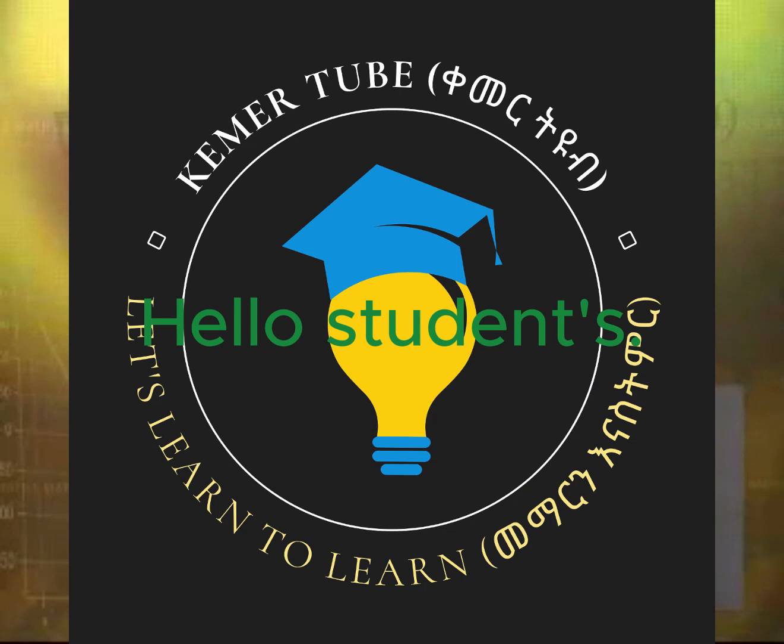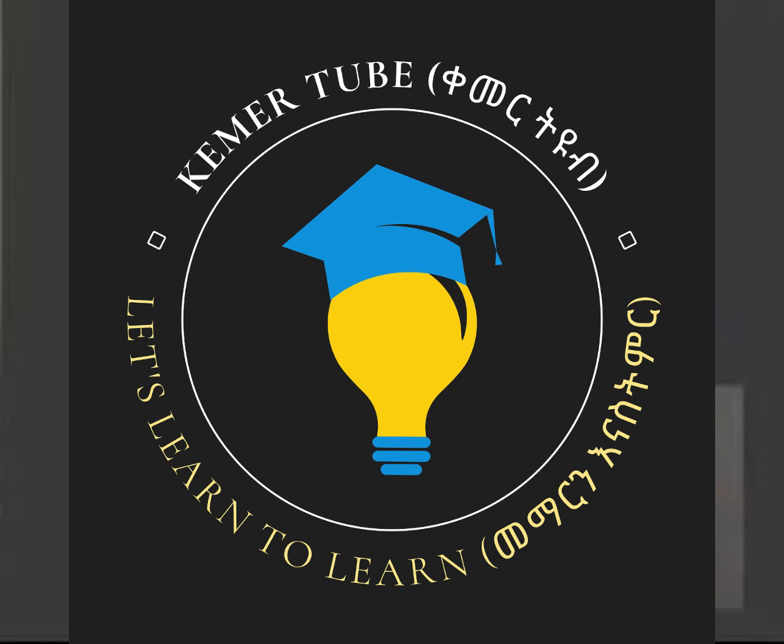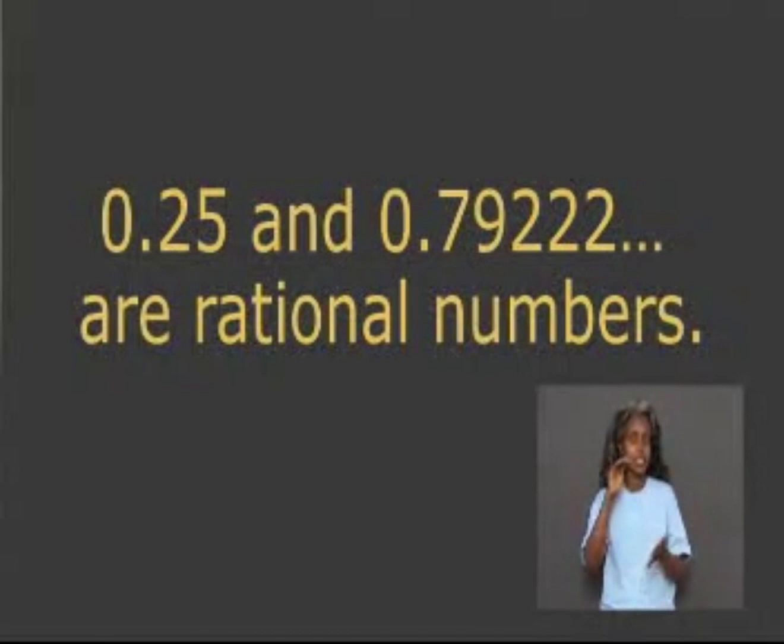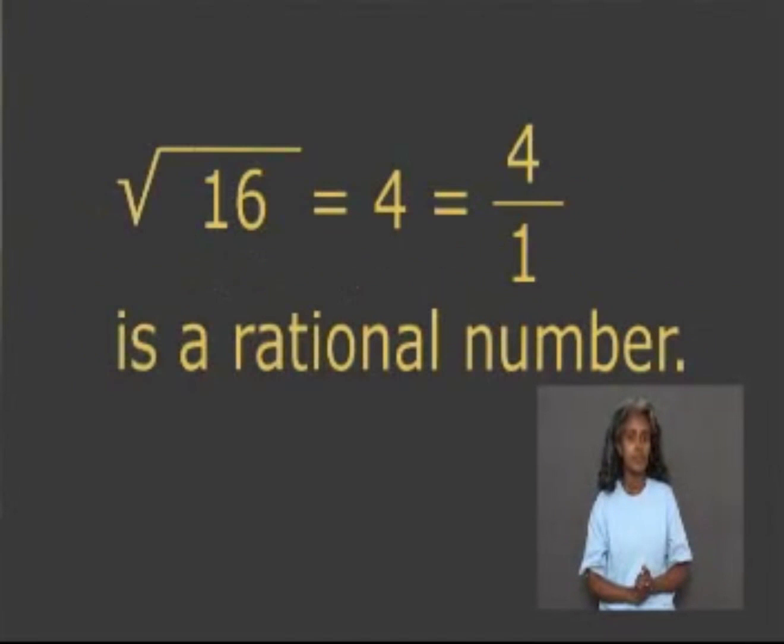Hello, students. Last time, we learned that terminating and repeating decimals are rational numbers. So, we know that A and C are rational numbers. What about the other numbers? The square root of 16 is 4. So, we know that E is a rational number.